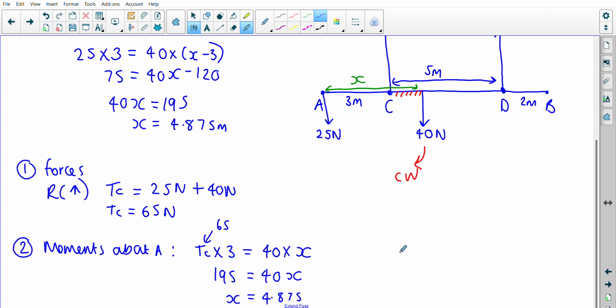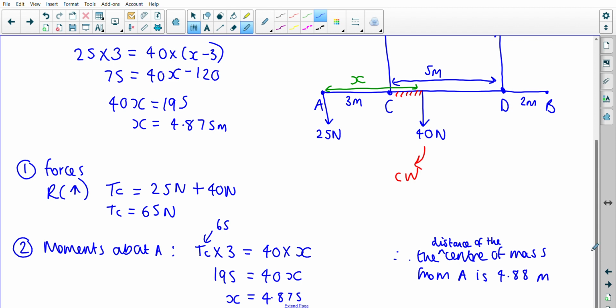It's asked for the distance of the centre of mass from the rod A. So the centre of mass from A. I should put the distance of the centre of mass from A is 4.88 metres.